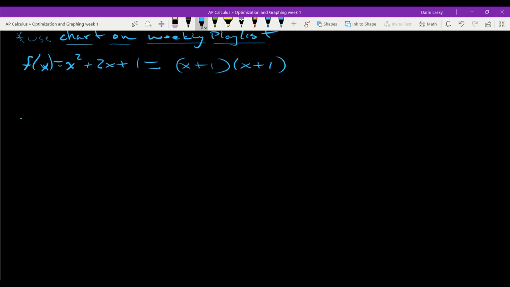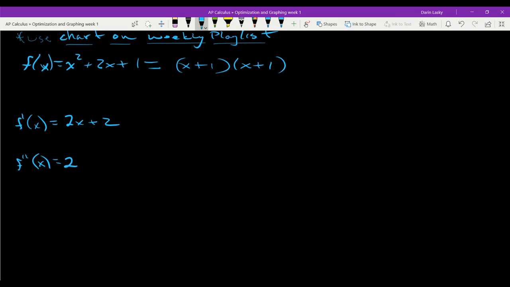Let's take f prime of x and put that down. So I'm going to take the derivative of this, which is going to give me 2x plus 2. And then I'm going to do f double prime of x, which just means I'm going to take the derivative of the first derivative, which is going to give us a value of 2. So let's use our pieces of information that we just had prior to this.